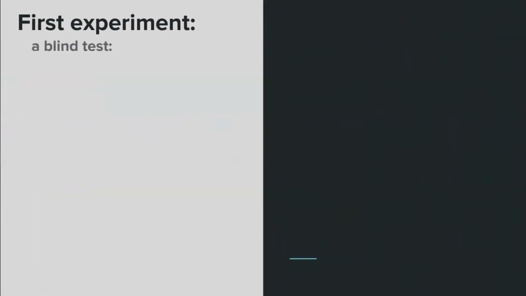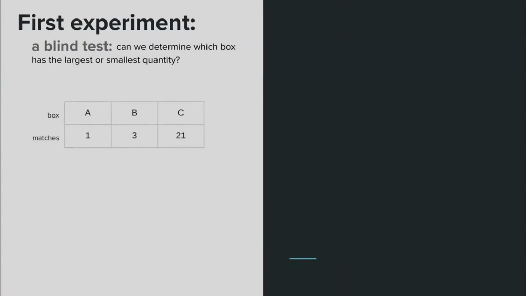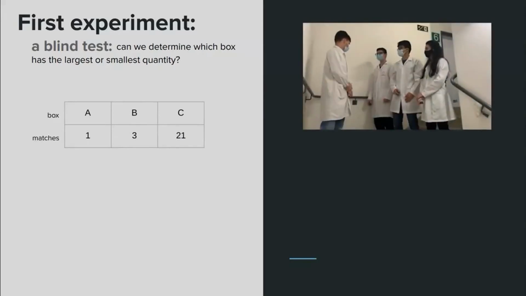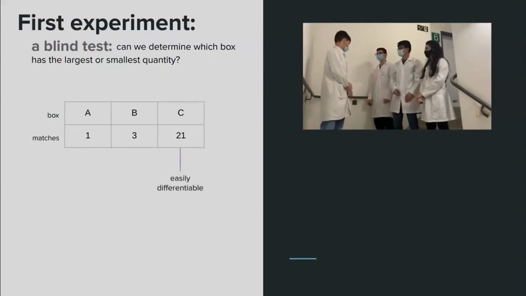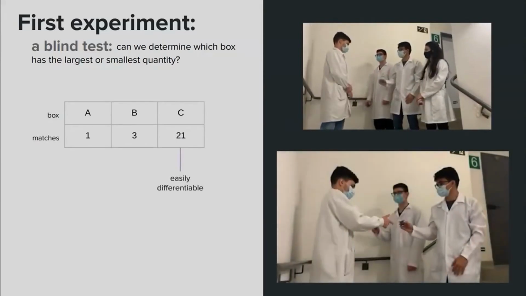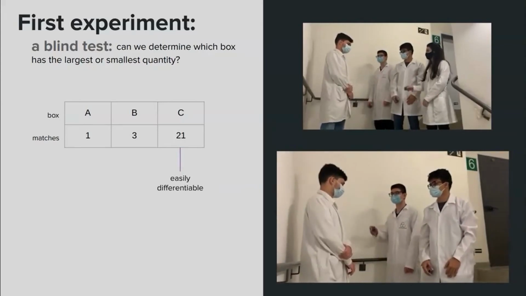Our initial approach was a blind test. Whether we could find a box with less or more matches was the query. With A, B, and C containing the arbitrary amount of 1, 3, and 21 matches, we shook the boxes without any specific method to find that C was easily spotted as the one with the highest amount. But interestingly, although not impossible, it was shown harder to differentiate between 1 and 3.